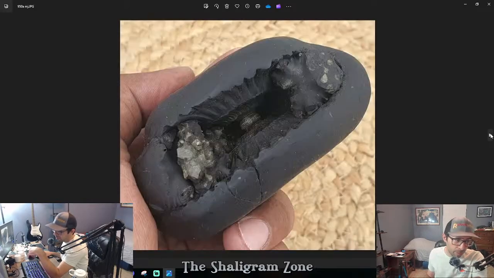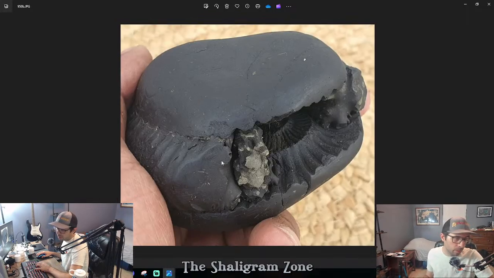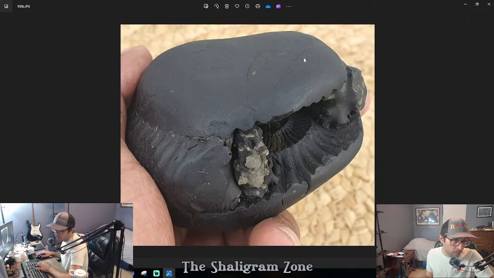So that one's crazy. Couple holes there, like what's up with that? It's almost like currents coming out of those positions. Some arcs here. This happens a lot in shaligrams.